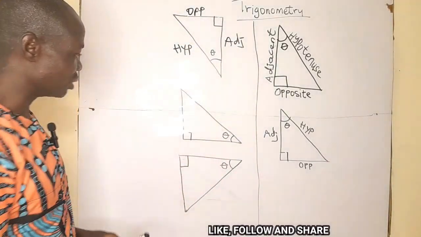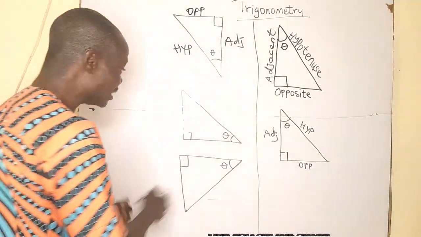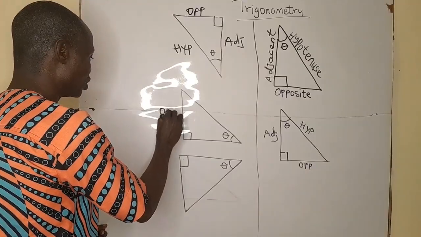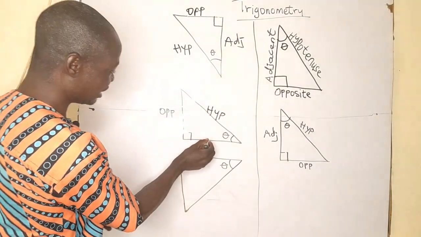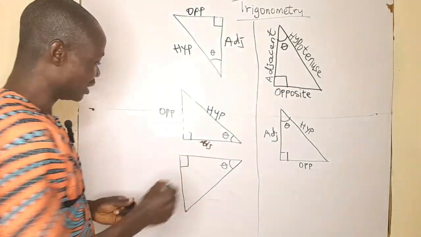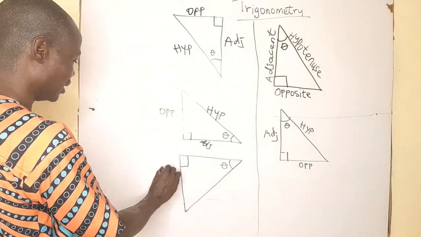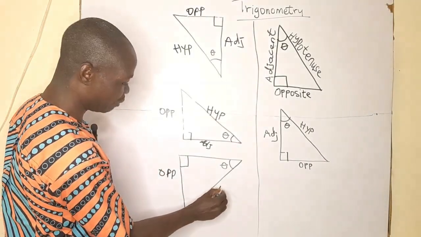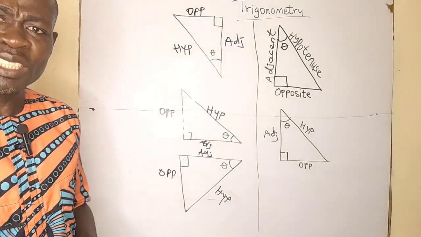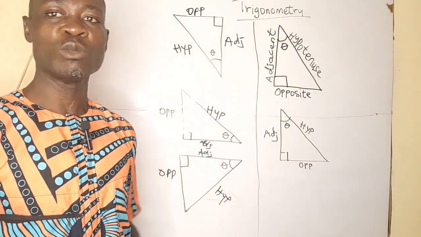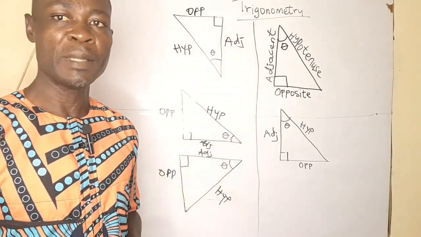Now let us look at this one. This is the angle theta. Where is it facing? It is facing here. So this is opposite. And then where is the right angle? This is the right angle. Here is the hypotenuse side. And then where is the adjacent? So this is the adjacent. The same thing applies to here. So look at this. This is the opposite. Then this is the hypotenuse. And then here becomes the adjacent. So it is very simple. It's just to take a look at the triangle, and then see where the angle is facing, where the right angle is facing, and that determines the sides.